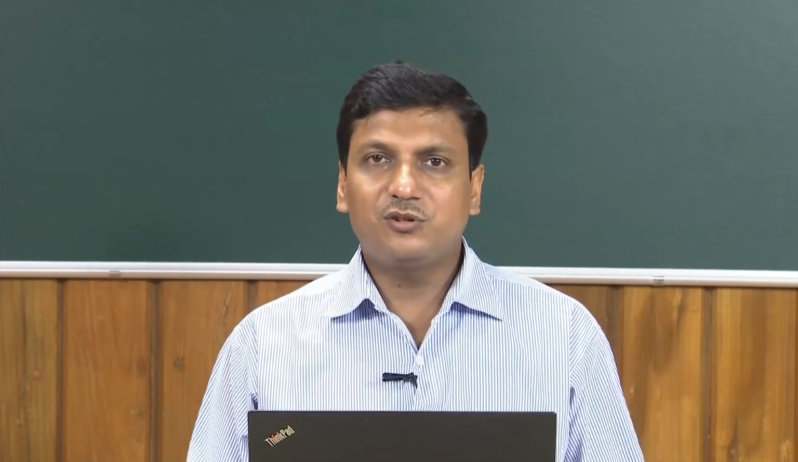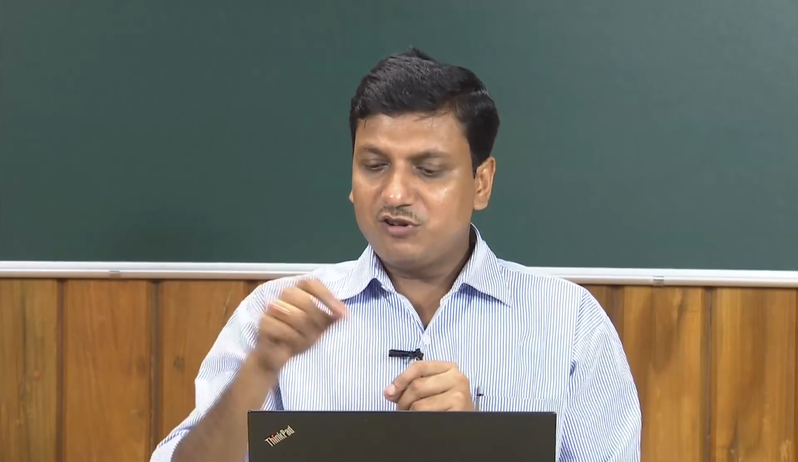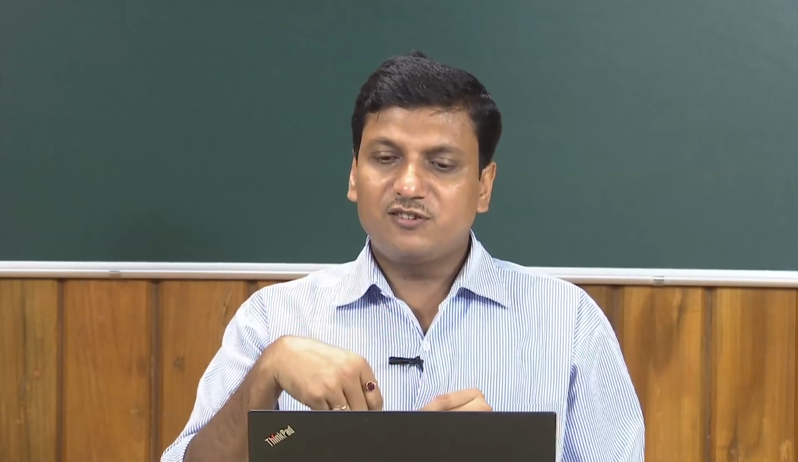Here you can see some results from the solution of conservation of mass, momentum, and energy in the case of the linear GTA welding process. If you look at the right hand side figure first, we can see that within the small weld pool, the red color represents the fusion zone. The liquid velocity field is represented in vector form. We can see one center point, and from the center point the liquid metal tries to flow outward, and on the surface that creates some circulation loop also.